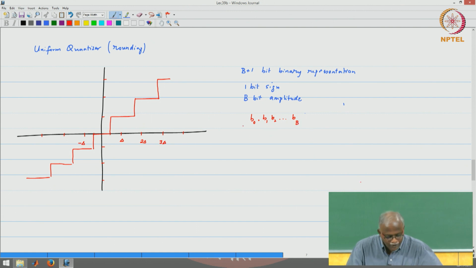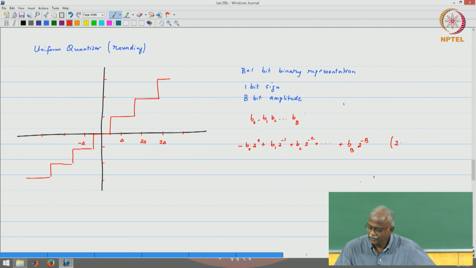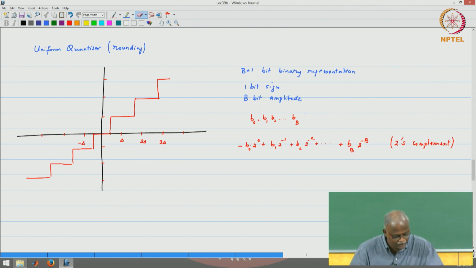Okay. So it will be minus B0 times 2 to the power 0, that is 1, plus B1 times 2 to the power of -1 plus B2 times 2 to the power of -2. This is 2's complement representation. The final value is B subscript B times 2 to the power of -B. This is 2's complement, and you would have studied other forms of representation. All are fine. Since this is more of an analysis of the quantization error, we do not really spend too much time on this element.